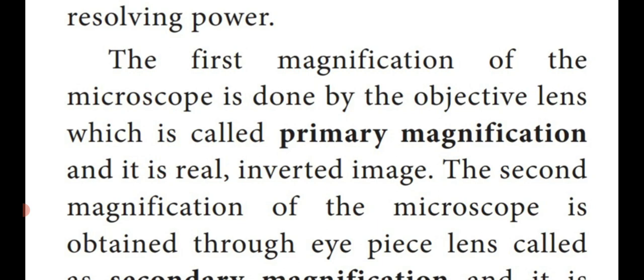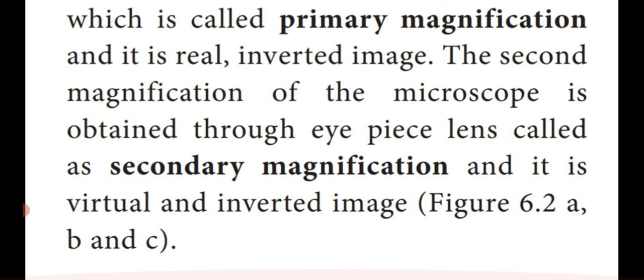If it is the object lens, that magnification is called primary magnification. The image is real and inverted. The second magnification takes place through the eyepiece or eye lens. It is called secondary magnification. Here the image is virtual and also inverted. So this is the structure and working mechanism of the bright field microscope.